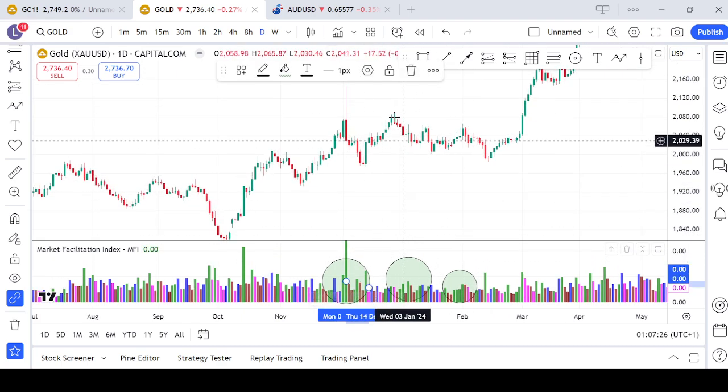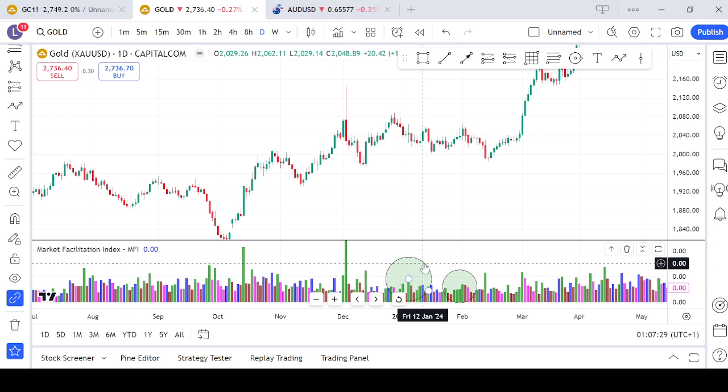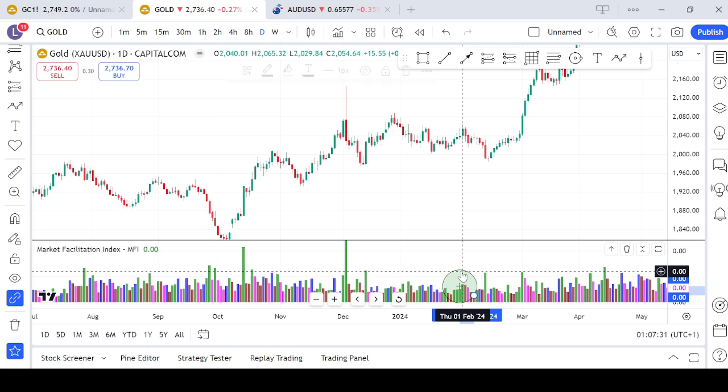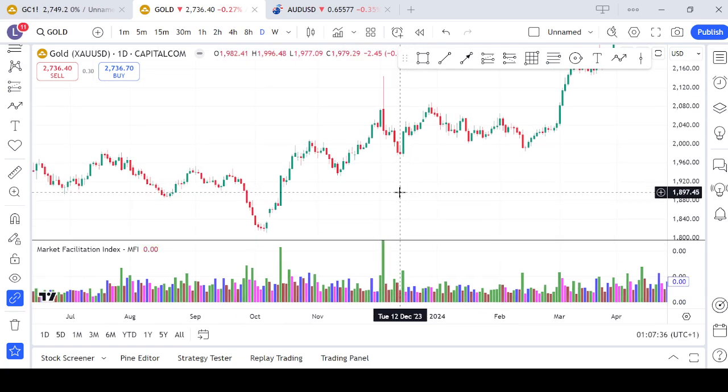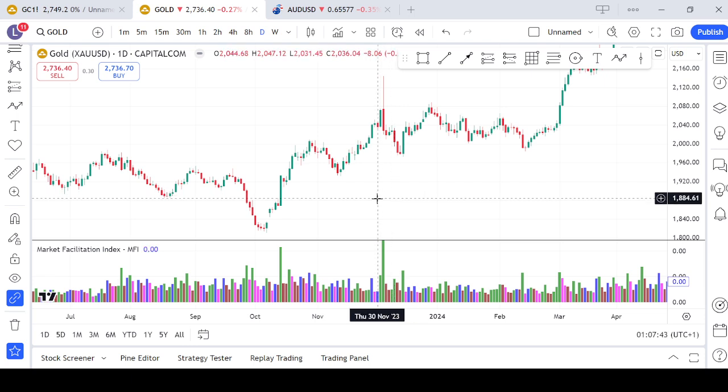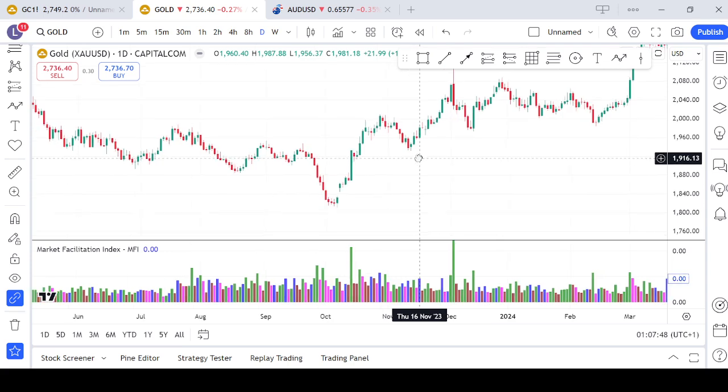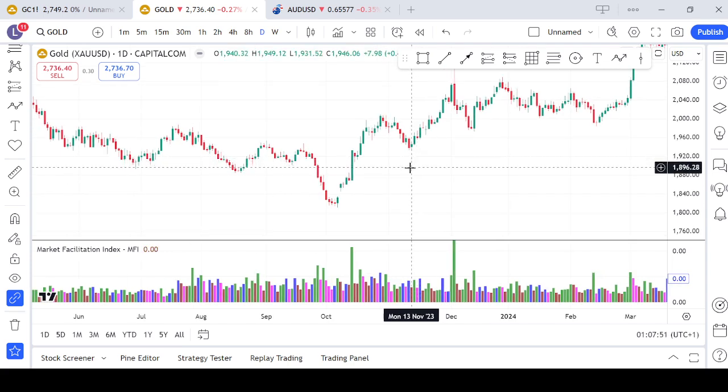So next are the brown bars. Let me talk about the brown bars. The brown bars appear when both the MFI and volume are decreasing. The brown bars are like a yellow caution light warning you that the current trend might be losing steam. The brown bars often indicate that traders are losing interest in the current price movement. This could be a sign to tighten your stop loss or consider exiting your position.